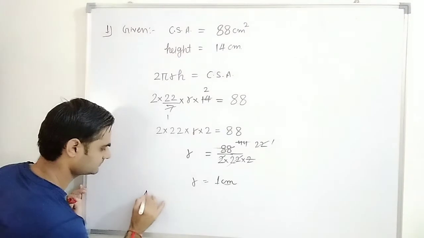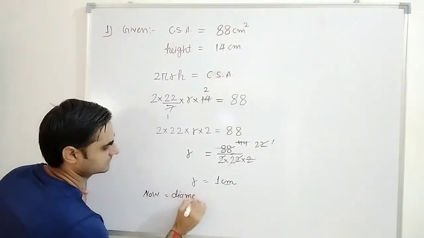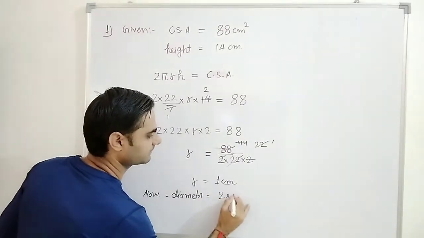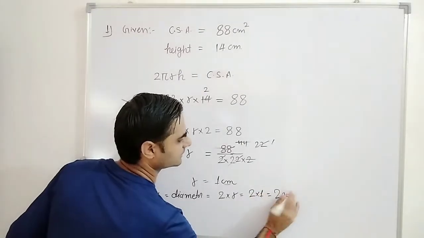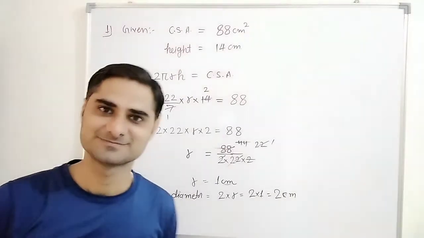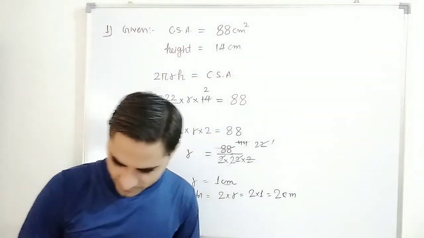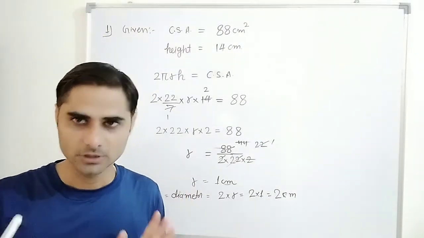Now diameter. Diameter is equal to 2 multiplied by radius, means 2 multiplied by 1 is equal to 2 centimeter. Hope you understood. Is it very easy? Not so difficult. Very easy. Okay, you can find it easily. Can you solve now? Okay.